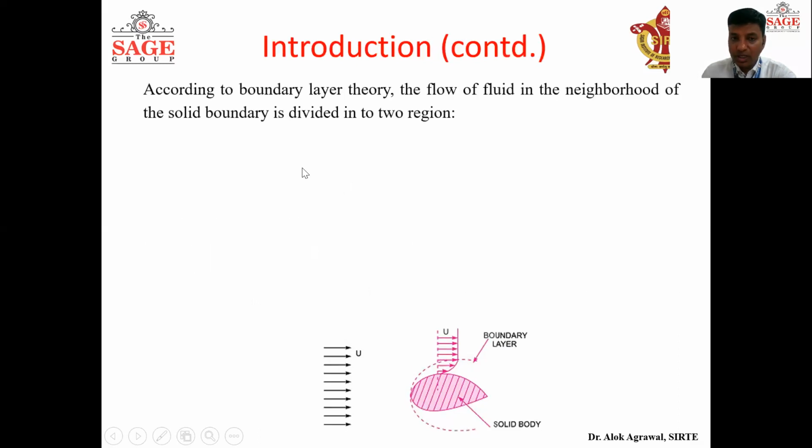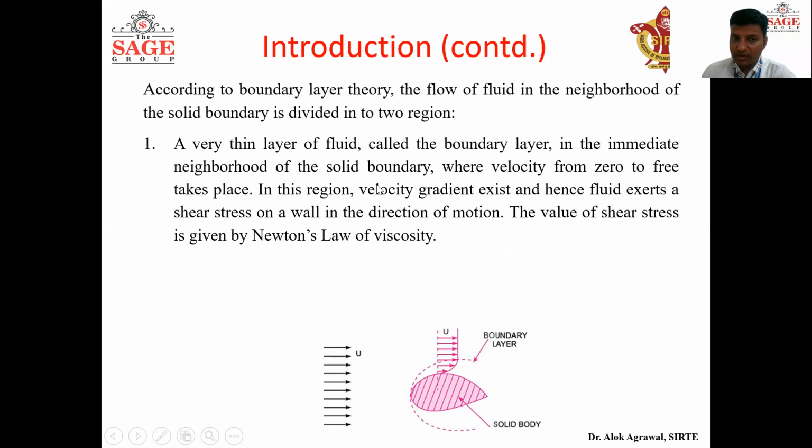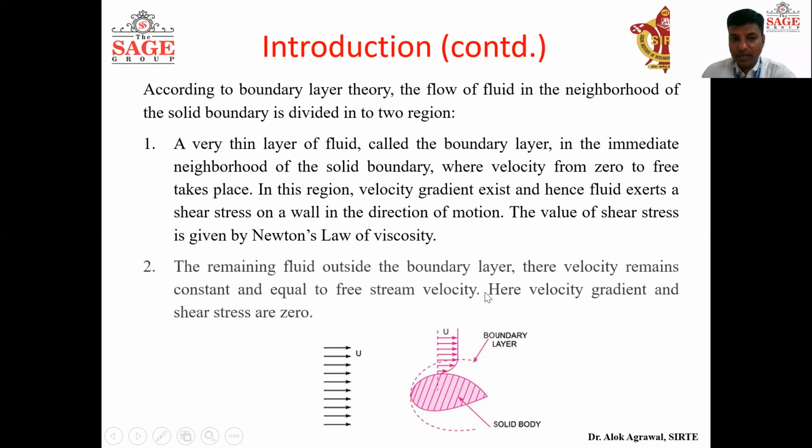Okay. Now, according to boundary layer theory, the fluid which is in the neighborhood of the solid boundary is divided into two regions. The first region is a very thin layer of fluid, which we call the boundary layer, at the immediate neighborhood of the solid boundary, where the velocity varies from 0 to the free stream velocity. In this region, there is a velocity gradient and hence there is a shear stress, which can be calculated by Newton's law of viscosity that we have already learned in unit 1.